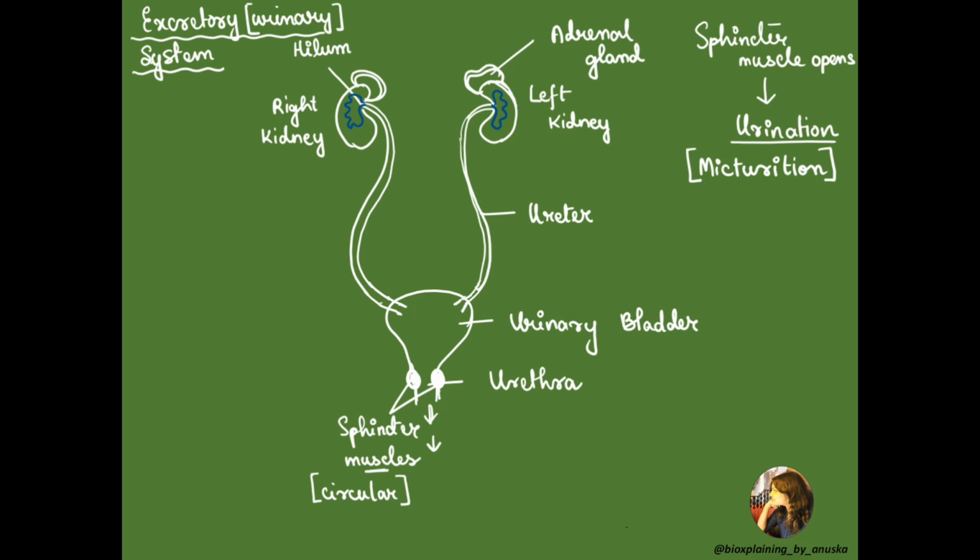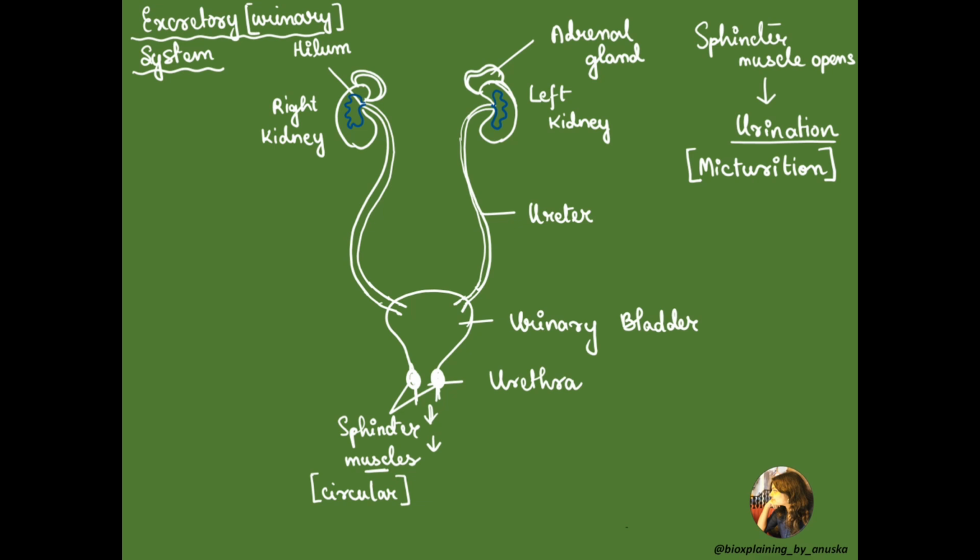The urinary bladder is a sac-like structure and is responsible for the storage of urine. And then below that we have the urethra, which is a passage for the passing out of urine from the bladder to outside of the body. If you again look into the diagram very carefully, in the urethra we have two circular muscles which are termed the sphincter muscles.